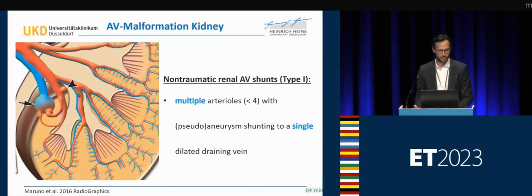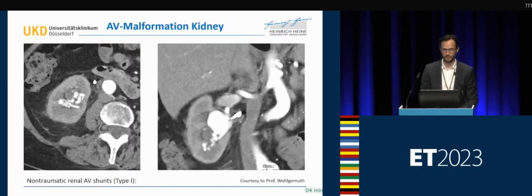Often, like the arrows indicate, pseudoaneurysm, shunting to a single draining vein. And what comes to mind then is the big sump of the draining vein being at hand. So here we have a nice example of those. A lot of pseudoaneurysms located here. And this is courtesy of Professor Wohlgemuth, who gave me this case for this talk.